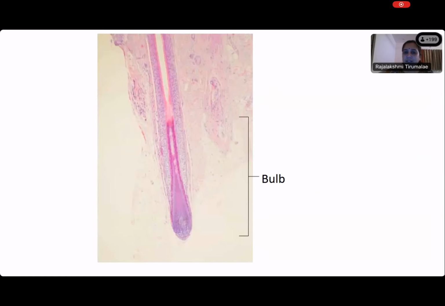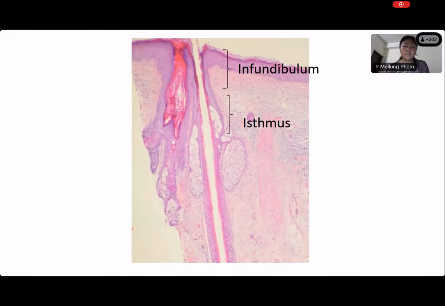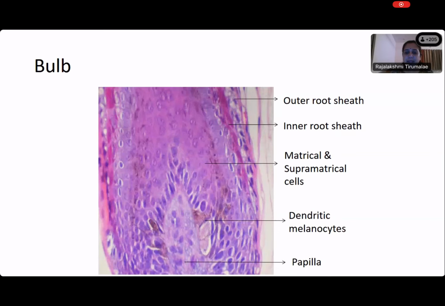The hair follicle is a very complex structure, so I'm not going to be dealing with diseases of the follicle today, because that's a whole slide seminar in itself. But let's understand the parts of the hair follicle from bottom to top. We have the bulb, the stem, the length of which is variable, the isthmus, and the infundibulum. If you look at the bulb, you have the mesenchymal papilla containing the vessels, which forms the cup-shaped invagination. Then you have the dendritic melanocytes, which impart color. Then you have the matrical and supramatrical cells, which form the follicular germ, which gives rise to the hair shaft. And then you have the inner and outer root sheaths.